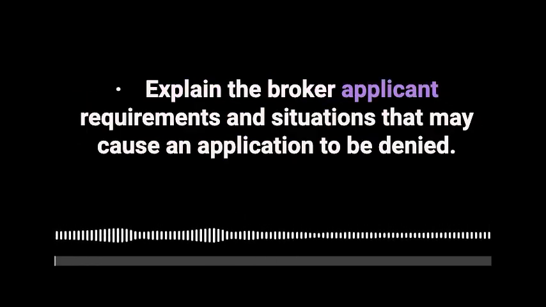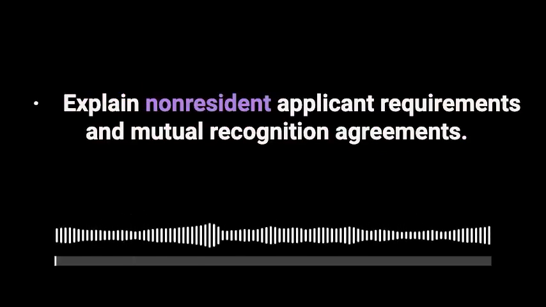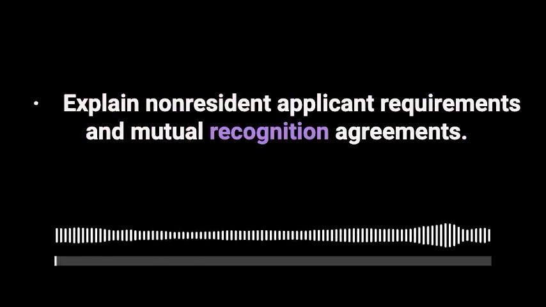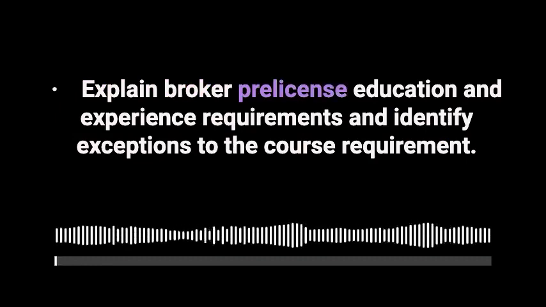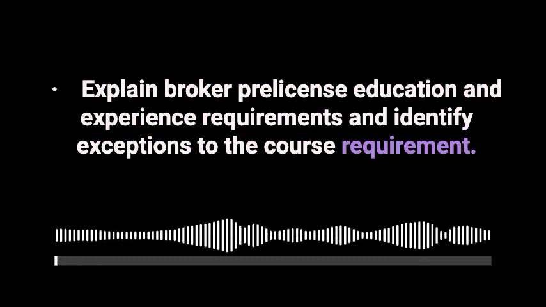Explain the broker applicant requirements and situations that may cause an application to be denied. Identify the consequences of failing to disclose a previous conviction. Explain non-resident applicant requirements and mutual recognition agreements. Explain broker pre-license education and experience requirements and identify exceptions to the course requirement.